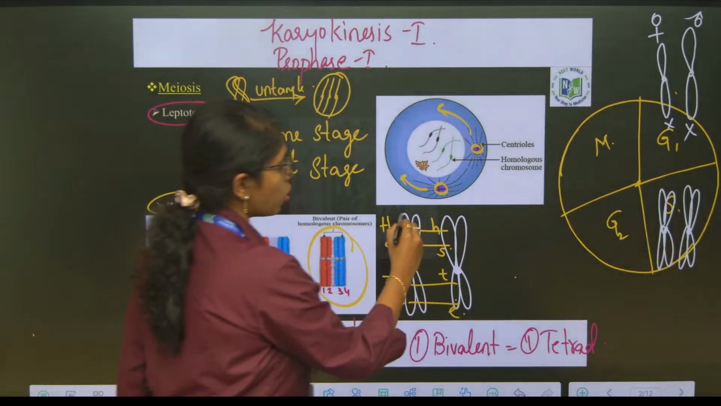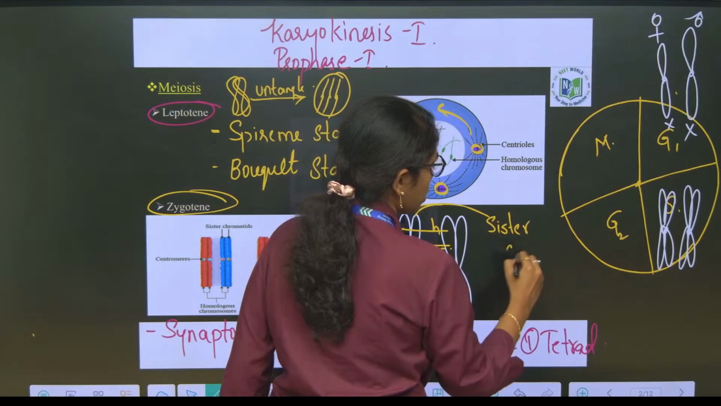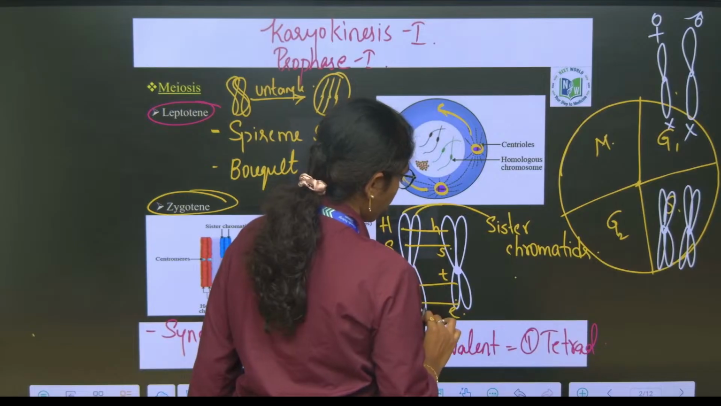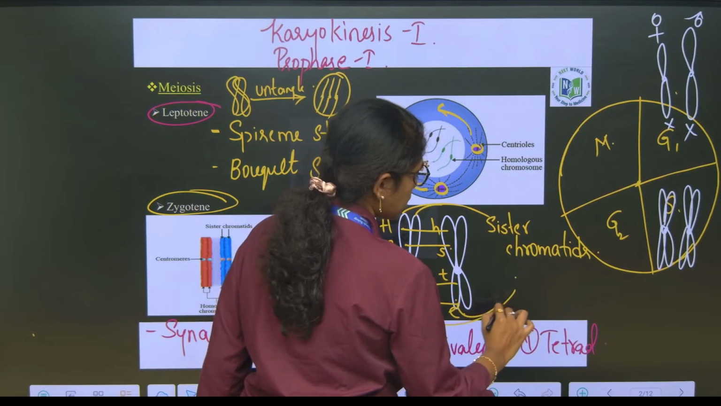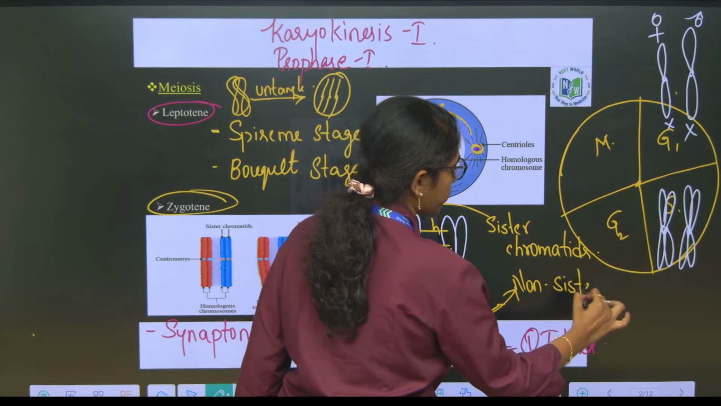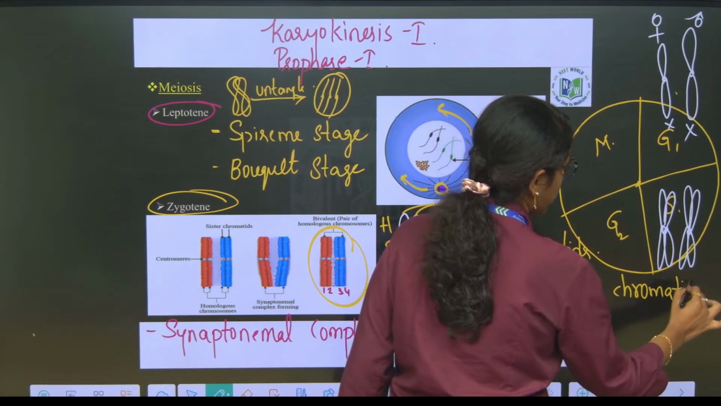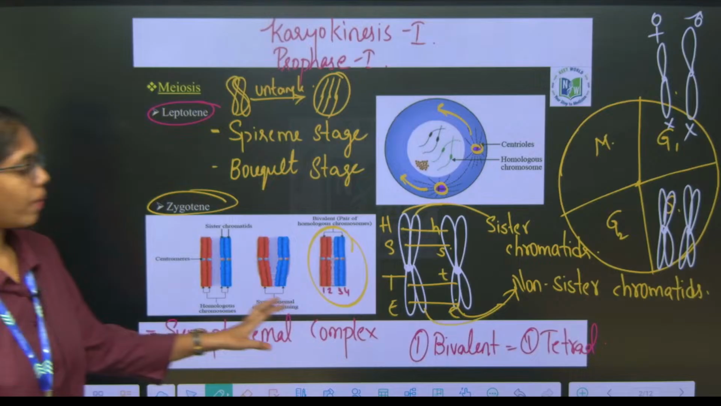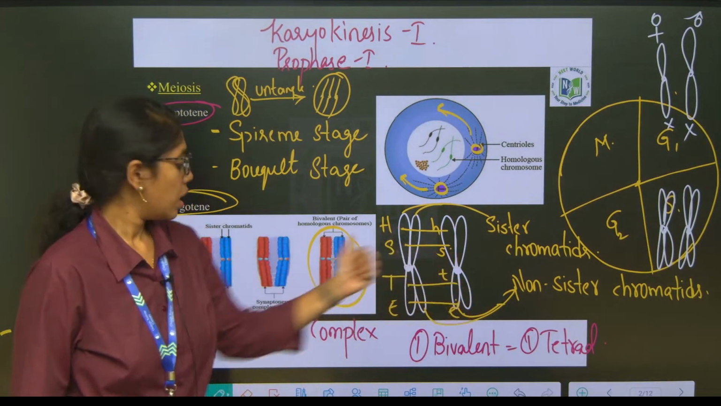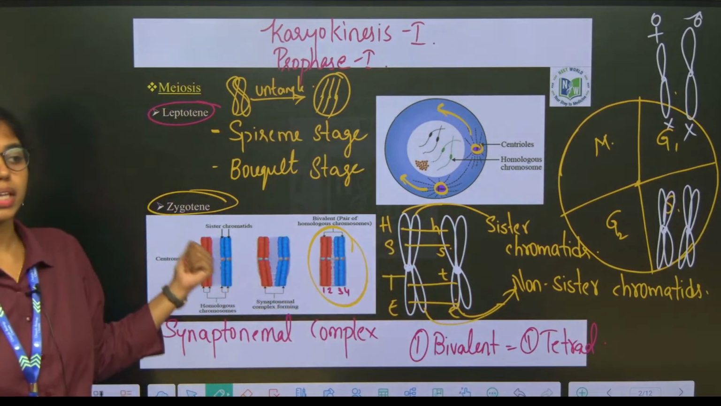That happens, see. In this homologous chromosomes, these two are called as what? Sister chromatids. These two chromatids are called as what? Non-sister chromatids. Clear, right? Sister chromatids and non-sister chromatids of homologous chromosomes. So, homologous chromosomes, synaptonemal complex, bivalent, tetrad, you will be observing in the zygote.